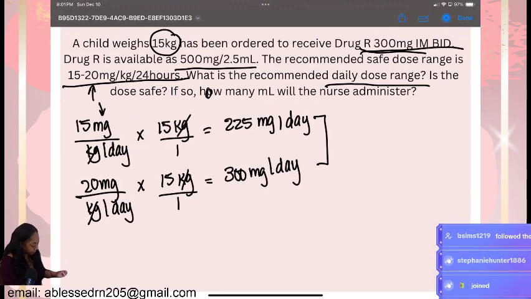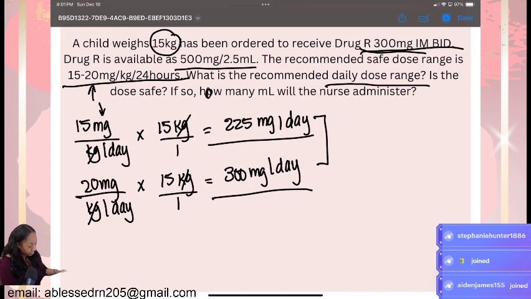Now remember, this is just for one dose, and they want 2 doses in a whole day. These are telling you how much they can have in the entire day. So if it's just 300 milligrams for one dose, do you think this is safe?